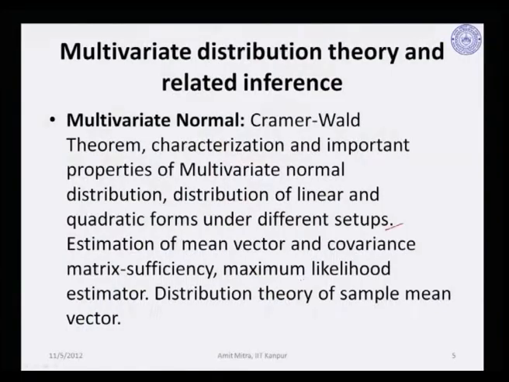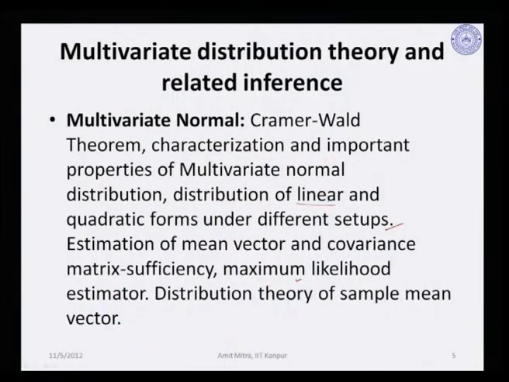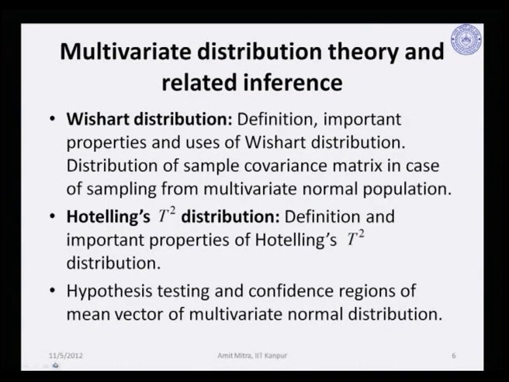We will then talk about, of course, the maximum likelihood method of estimation associated with a multivariate normal distribution, and also the distribution theory of the sample mean vector up to this particular point, because the distribution of the sample mean vector, which is going to be the maximum likelihood estimator of the population mean vector, can be derived using the distribution of linear forms derived from a multivariate normal distribution.